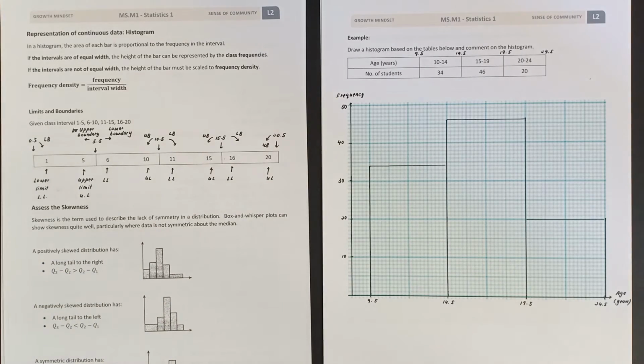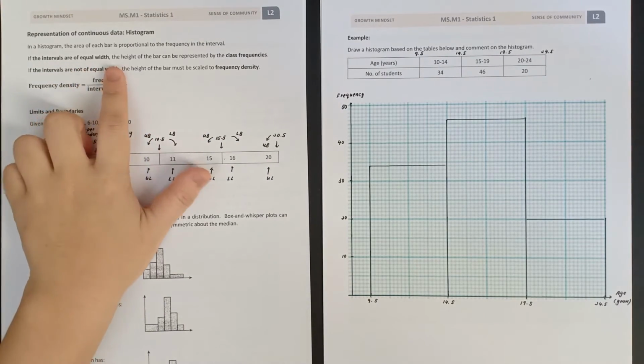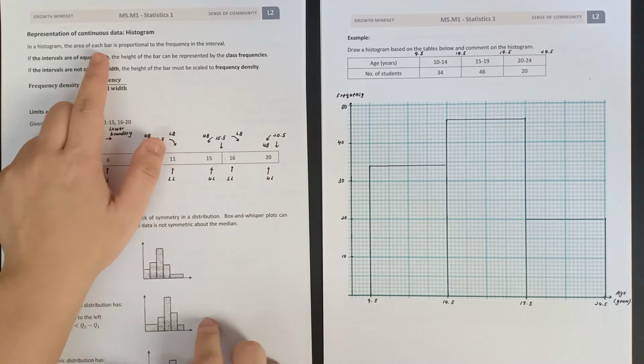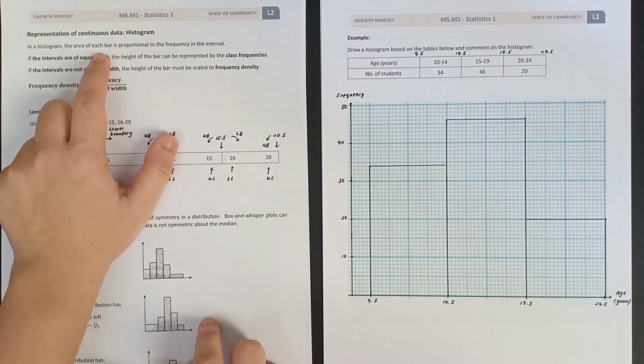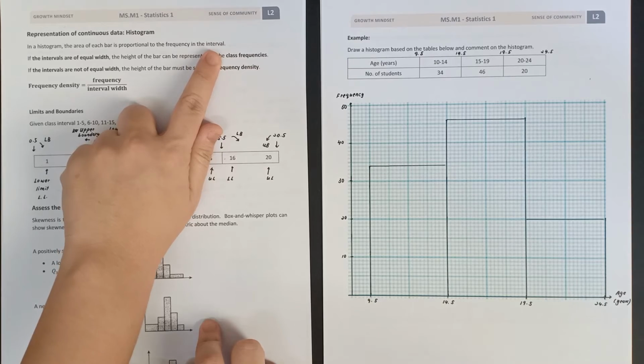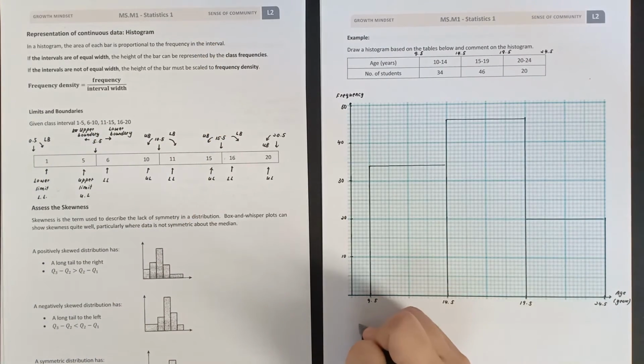I think it's quite easy, right? Now we need to check on something. Why is it when you have interval of equal width, your height of bar actually can be represented by class frequency? There's something in the histogram. You look at your first line: the area of each bar must be proportional to the frequency in the interval. So what does that mean? Maybe look at this one. What is the area here?